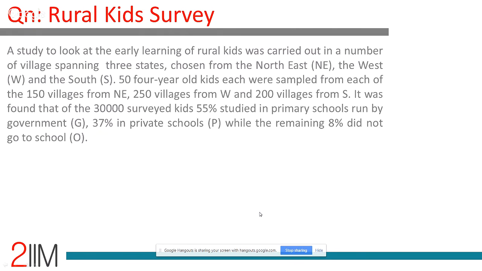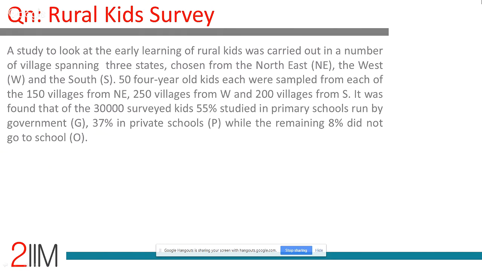We're going to do this question on the rural kids survey. I'm going to read out this question out loud, give you some time to gather your thoughts and have a go at this, and then we'll discuss a solution. A study to look at the early learning of rural kids was carried out in a number of villages spanning 3 states, chosen from the Northeast, the West, and the South. 50 kids each were sampled from each of the 150 villages from the Northeast, 250 villages from the West, and 200 villages from the South.